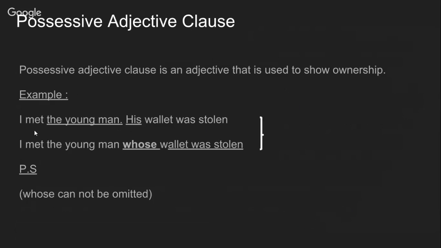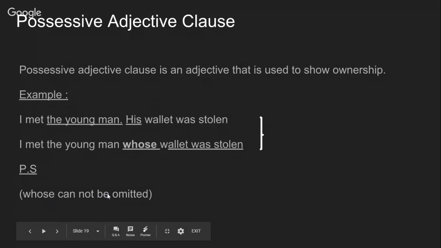So yeah, for example, I met the young man. His wallet was stolen. So two sentences. I met the young man, and the second sentence says his wallet was stolen. So if you make it as a possessive adjective clause, you can write, I met the young man whose wallet was stolen. So the word whose, it explains about the ownership.